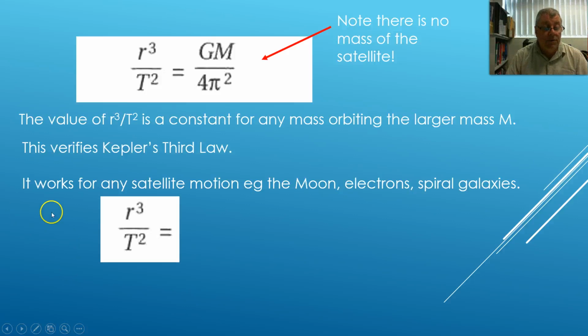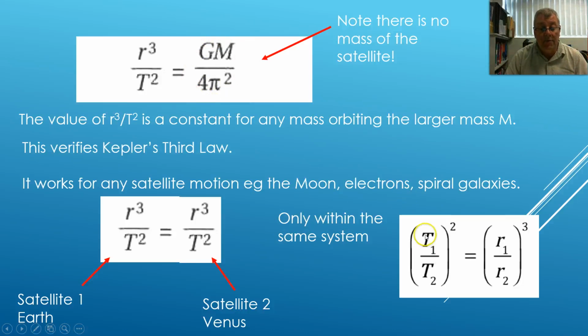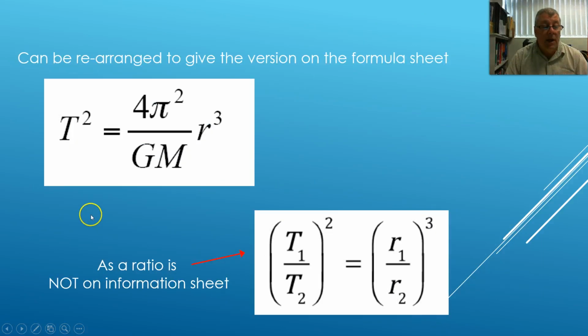For example, if we have this ratio for one satellite, let's say Earth. Earth is a satellite of the Sun. If we looked at another satellite, Venus, in the same solar system, the ratio would be the same. And it works for the same system. It doesn't work out for different systems, but only for the same system, because this is effectively a constant for each system. It can be rearranged to give you this mathematical arrangement, which is just six of one, half a dozen of the other. Now, this one, that's the one given on your formula sheet.